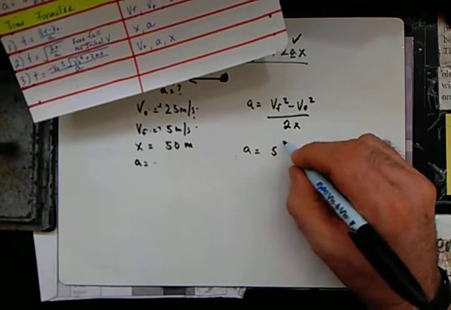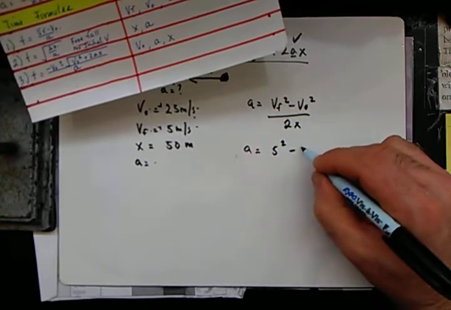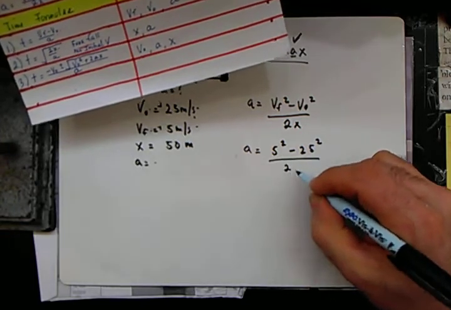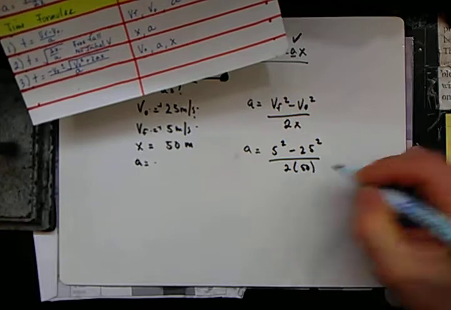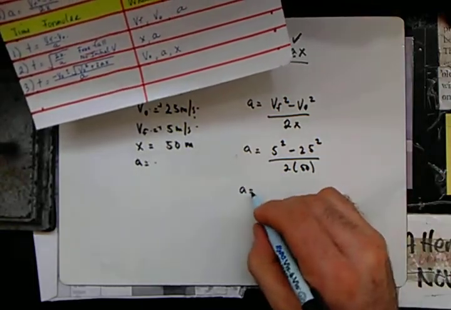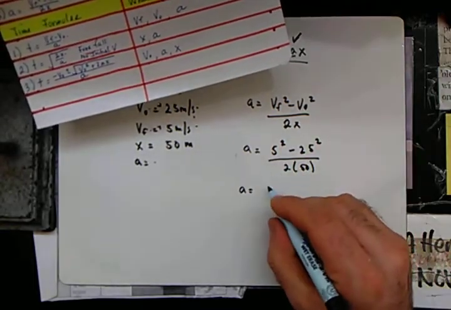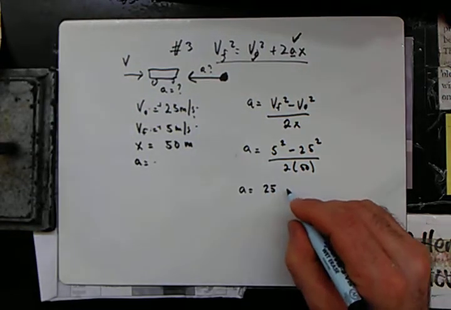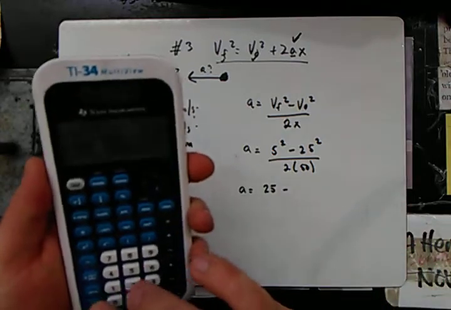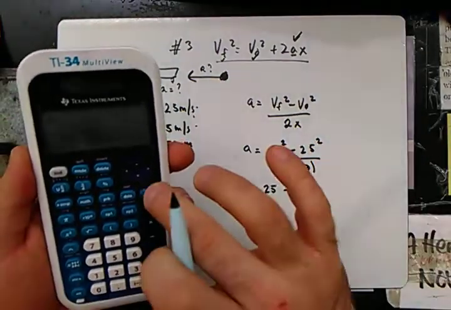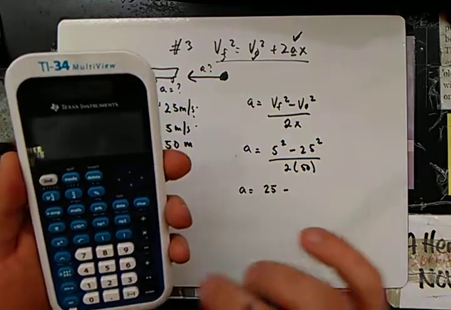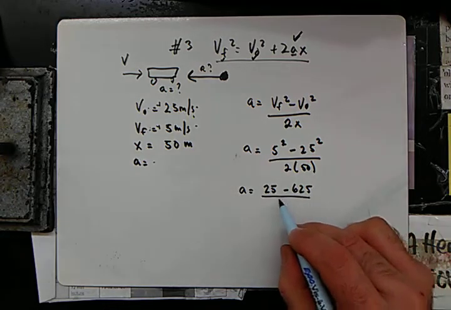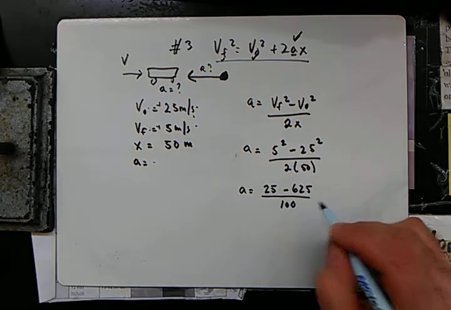VF squared is 5 squared minus 25 squared over 2 times 50. Okay, let's do some of the math here. Do the top and then the bottom. 5 squared is 25 minus, okay, I believe 25 squared is 625. Yeah, so 625, that's this, all over 2 times 50, which is 100.